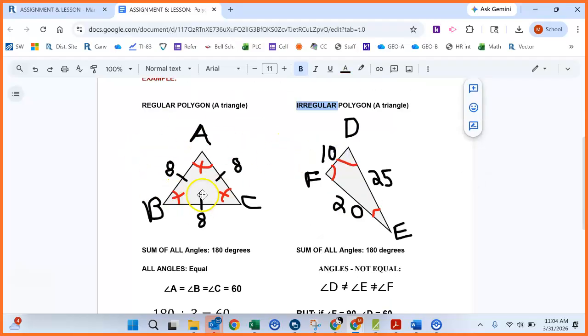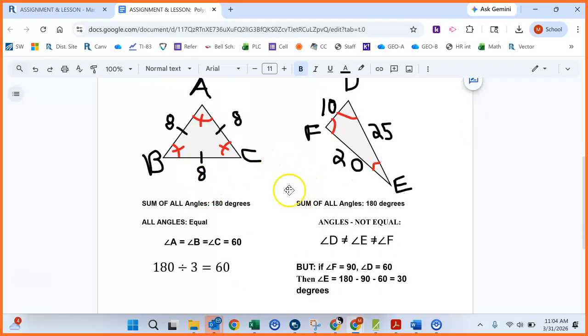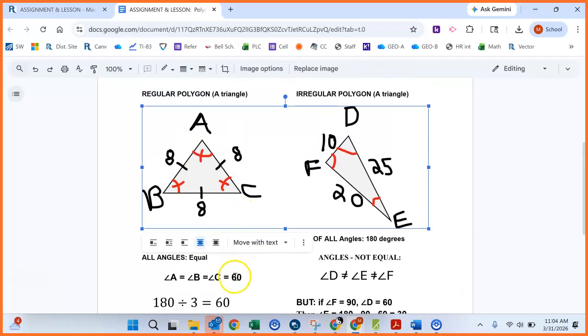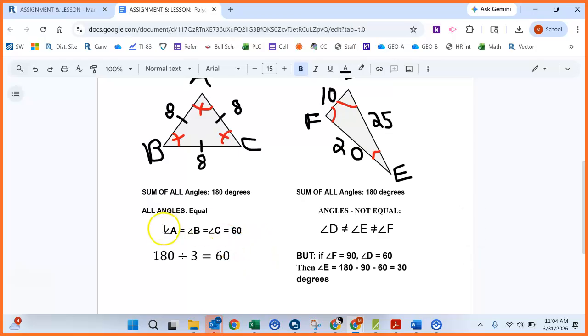Let's take an example of a triangle. A triangle is also a polygon. So a regular polygon, if it's a triangle, would have three sides. All sides are equal, right? 8, 8, 8, and the dashes mean that all the angles, angle A, angle C, angle B, are all equal. If we know the whole triangle is 180 degrees, we can take 180 divided by 3 to see that every angle is 60 degrees. So that's what this says right here. All angles are equal.